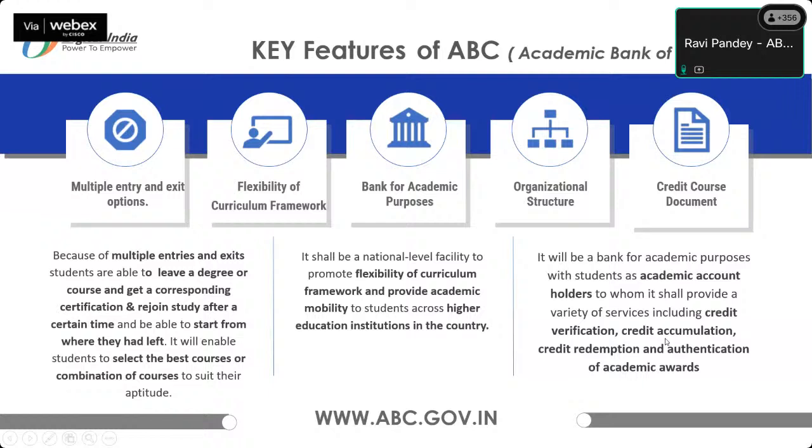Credit accumulation, whatever credit has been deposited into the account of the student will get accumulated. Credit redemption, by credit redemption, we mean that he can jump from one university to other, or he can get a corresponding certificate. And then authentication of academic awards. So obviously the awards issued through DigiLocker are authentic.